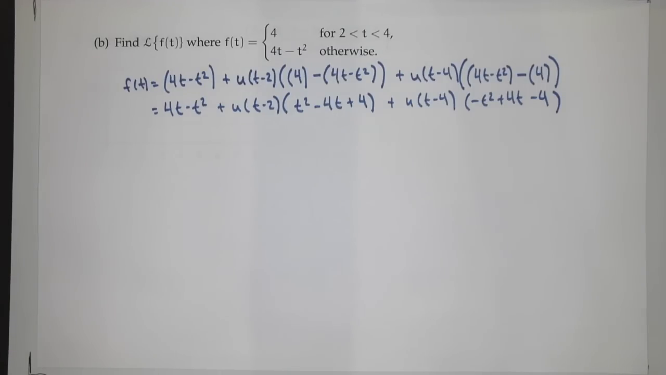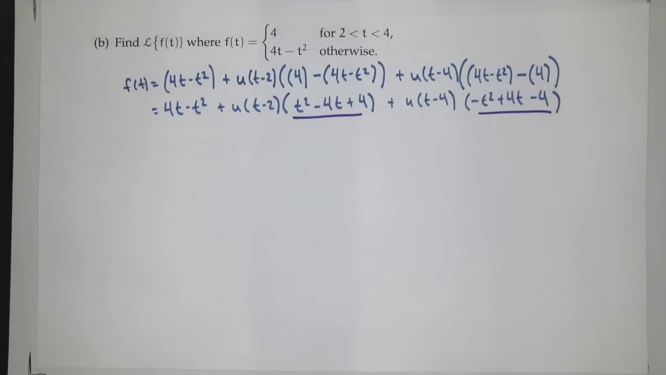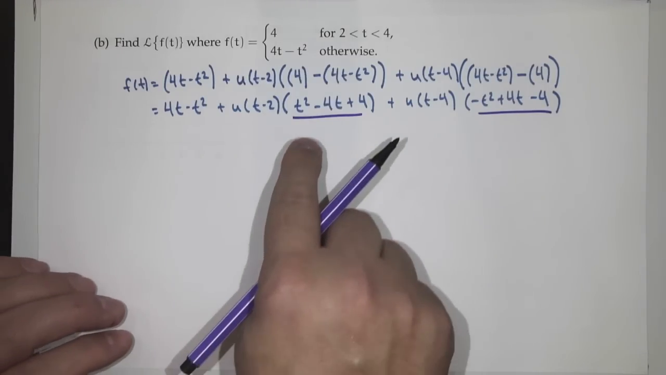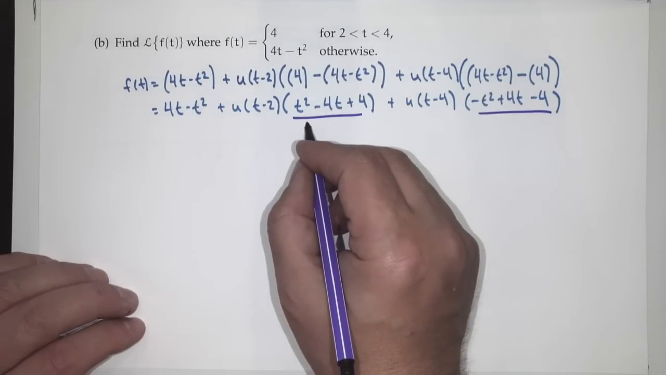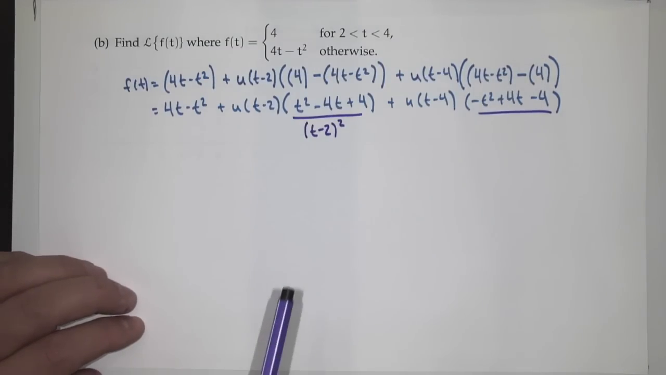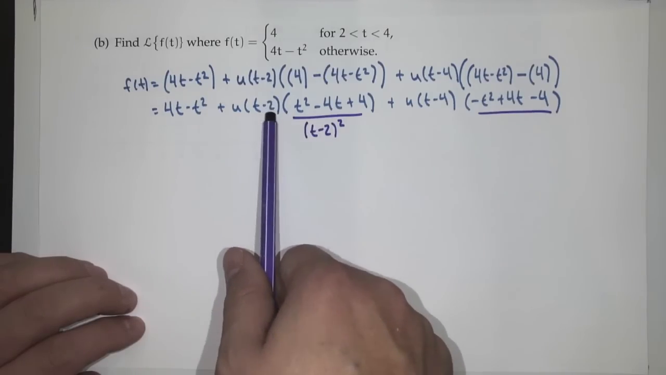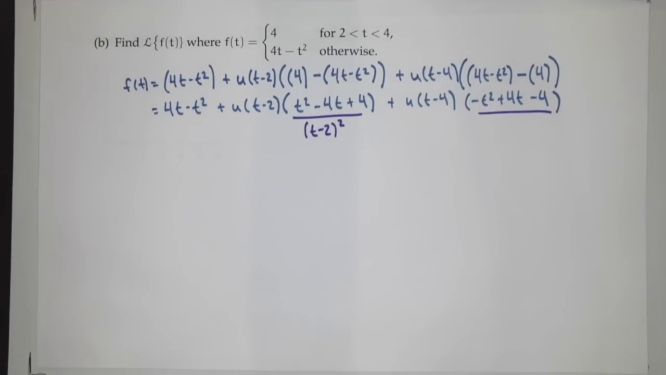One of these two is nice. The other one is going to be... Which one of these two is nice? What's another way to say t squared minus 4t plus 4? T minus 2 squared. Now why is that nice? Because it matches. U of t minus 2, t minus 2 squared. Wonderful. Our favorite thing. It's matching. Matching is good.